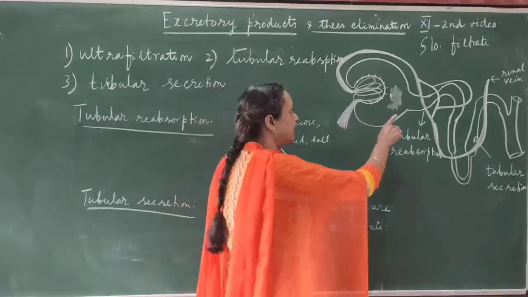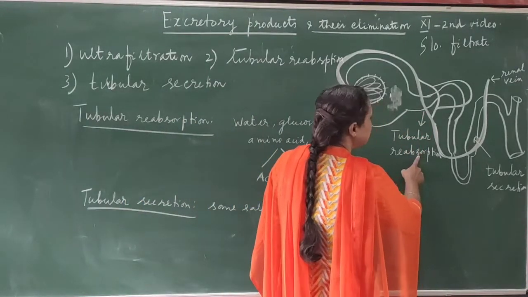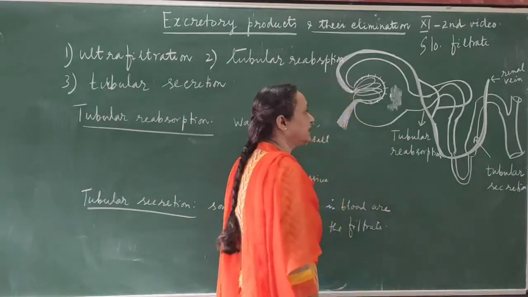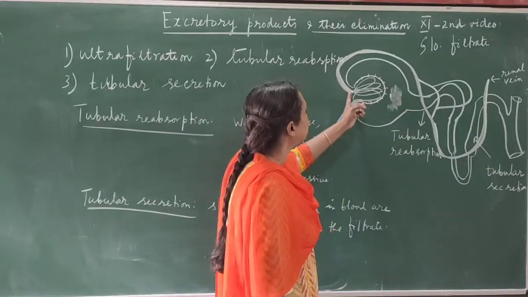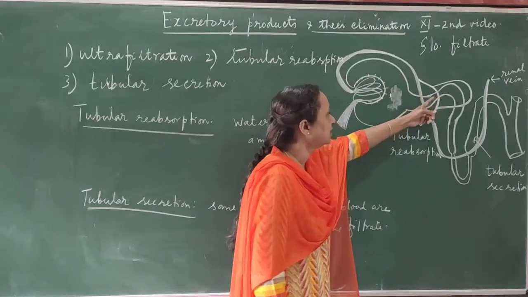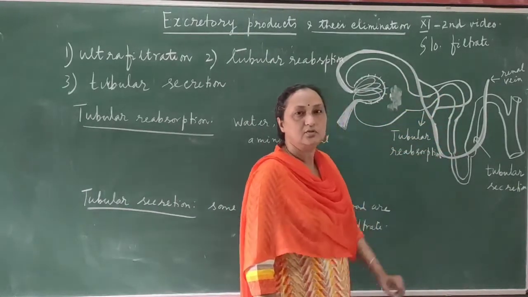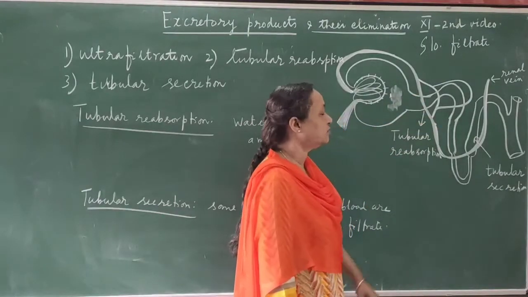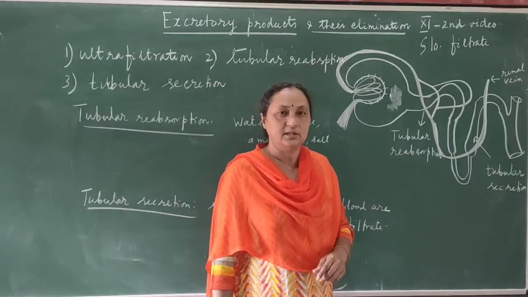So in the initial part of the descending limb, tubular reabsorption is taking place, and again all the usable compounds which are there in the filtrate are entering into the blood, because the efferent arteriole takes a branch of the network-like structure around the tubule, so that there is transfer of the usable compounds from the urine again into the blood.